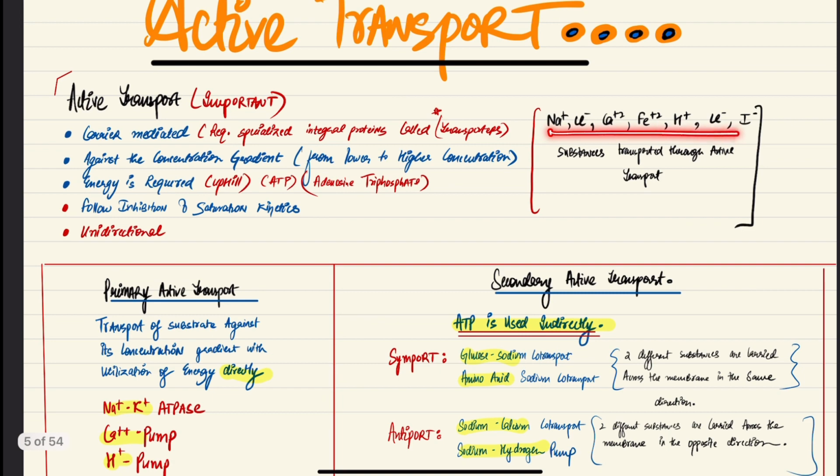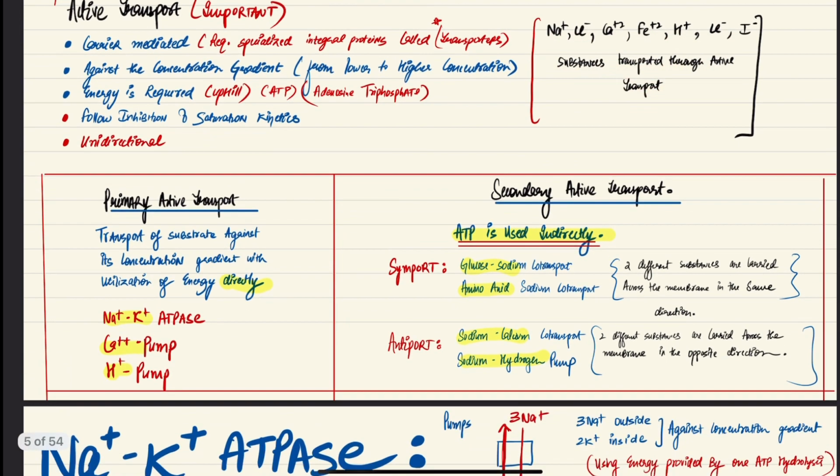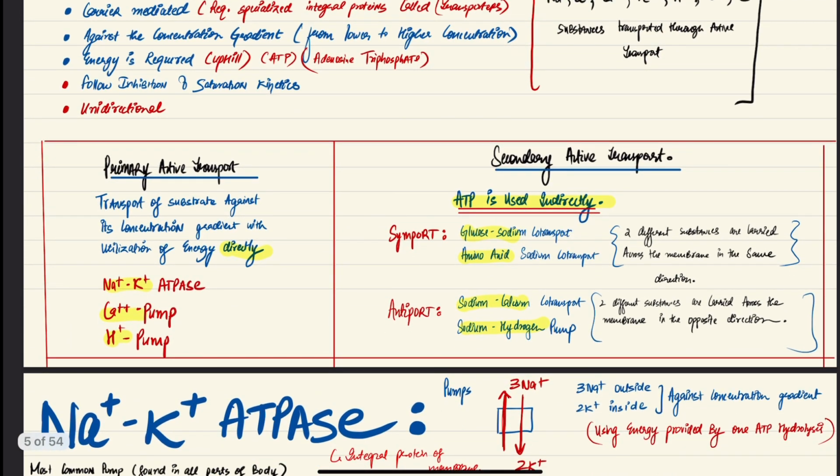So these are some examples which are transported through active transport. Active transport is of two types: primary active and secondary active. Primary active, as the name suggests, is transport of a substance against its concentration gradient with the utilization of energy directly. Examples are sodium potassium ATPase, calcium ATPase, and hydrogen pump. In secondary active transport, ATP is used indirectly. Examples are glucose sodium co-transport and amino acid sodium co-transport. So these are the examples.